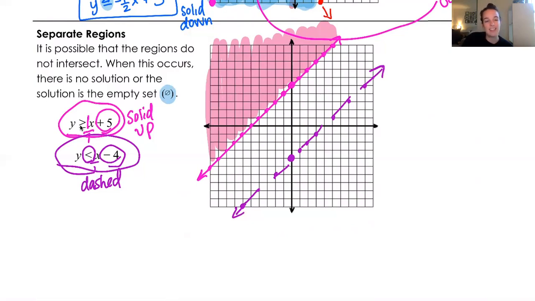And then this is a less than, right? It's less than, so we're going to shade down. So I'm going to go ahead and shade down like this.